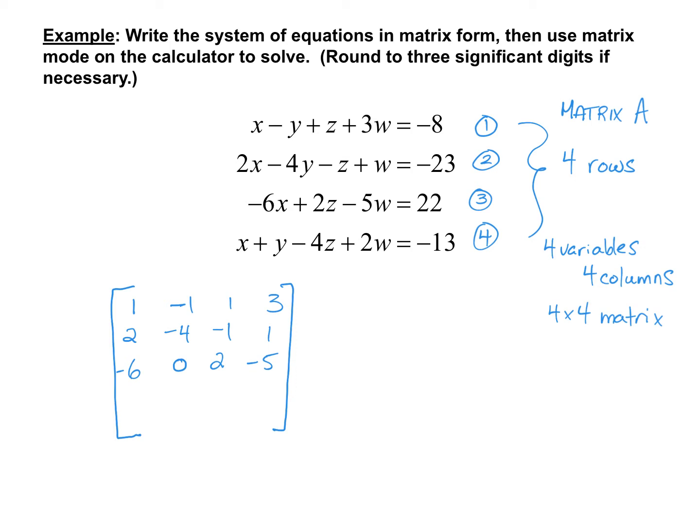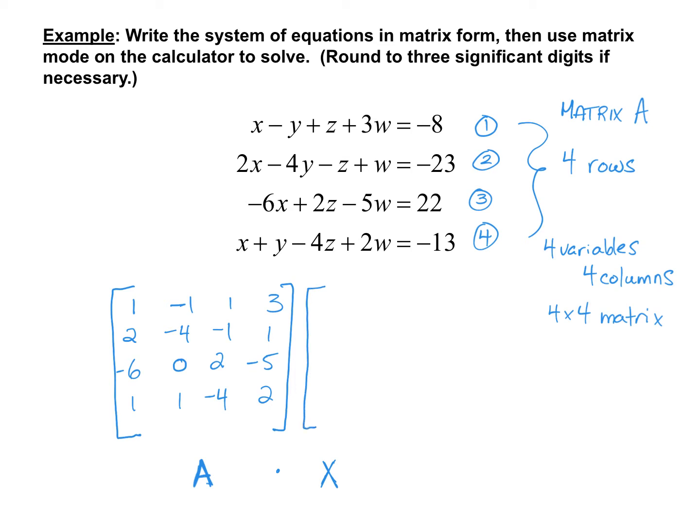Then for our fourth equation, coefficient on x is 1, coefficient on y is 1, coefficient on z is -4, and coefficient on the w is 2. So that's our coefficient matrix A. And now that's multiplying our variable's column vector, x.